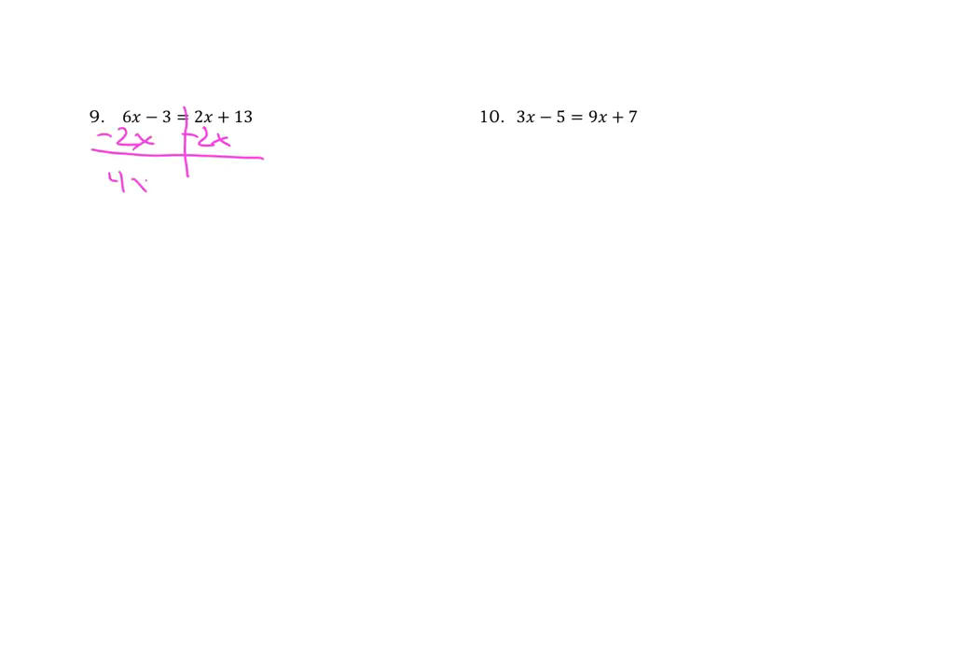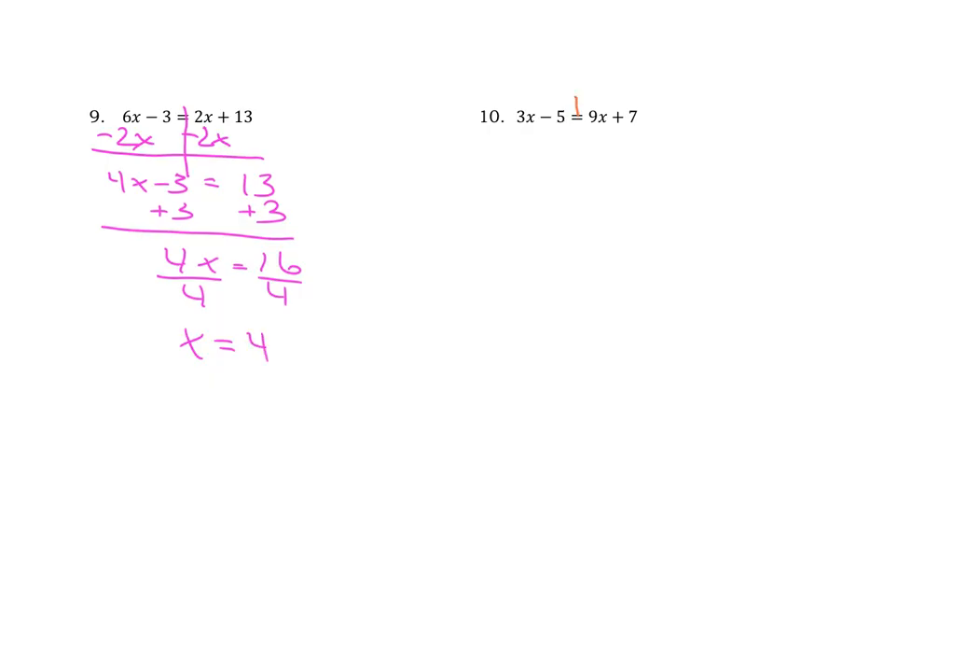So I have 4x minus 3 equals 13. Now I'm going to begin at the bottom of my order of operations with addition and subtraction, so I'm going to add 3. So 4x equals 16. I move up, and now I use division, and so x equals 4.